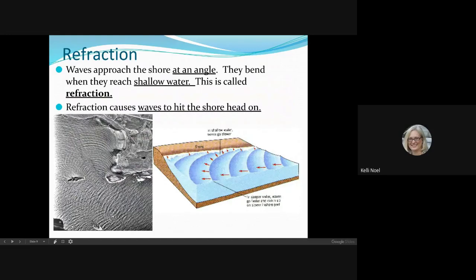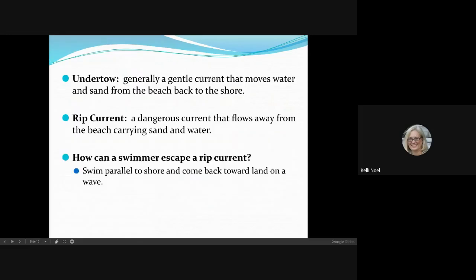Refraction. When waves approach the shore at an angle, they will bend when they reach shallower water, and this is refraction. It causes the waves to hit the shore head on. Then we have undertow and rip current.